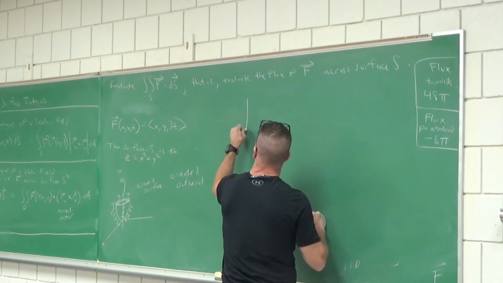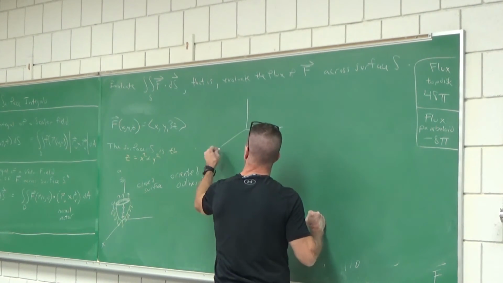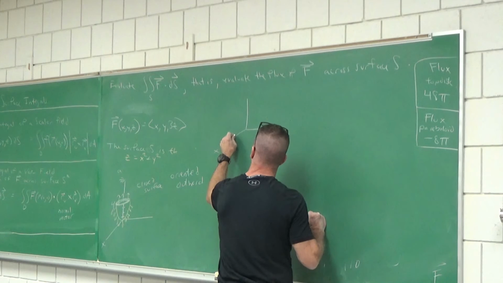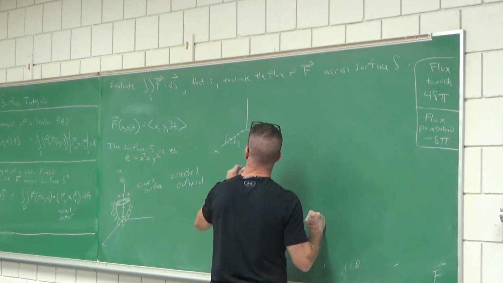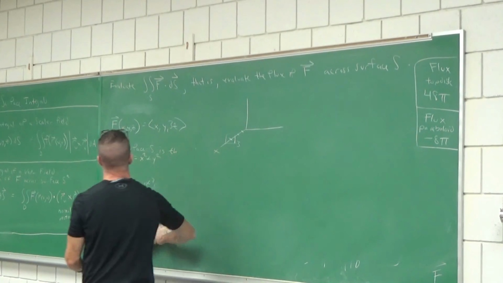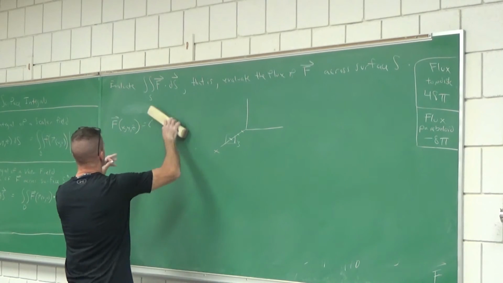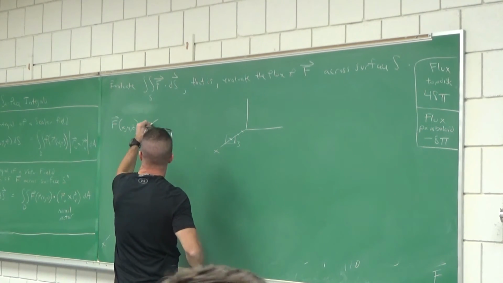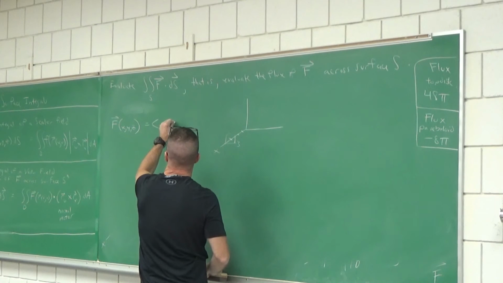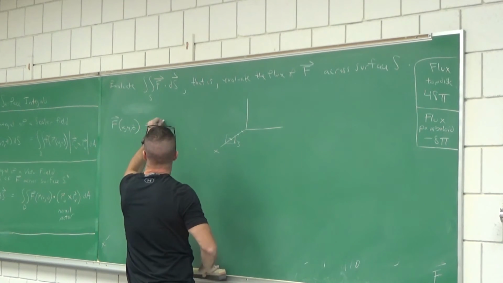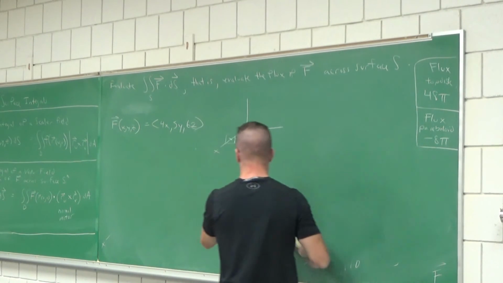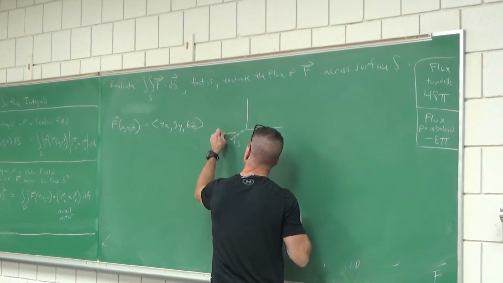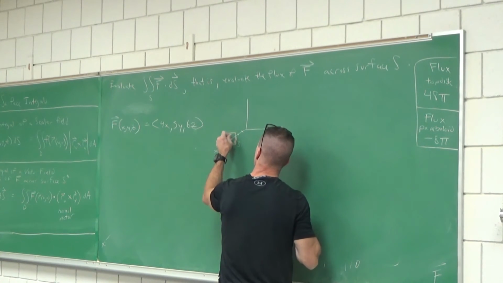Let me add something like this. I'll draw it. When it's over here on the x-axis, let's just say it's right here, at x equal to 3. So here's x equal to 3. Let's make up a different vector field. How about 4x, 5y, 6z? That's our vector field. Can you give me the flux across this surface right there?